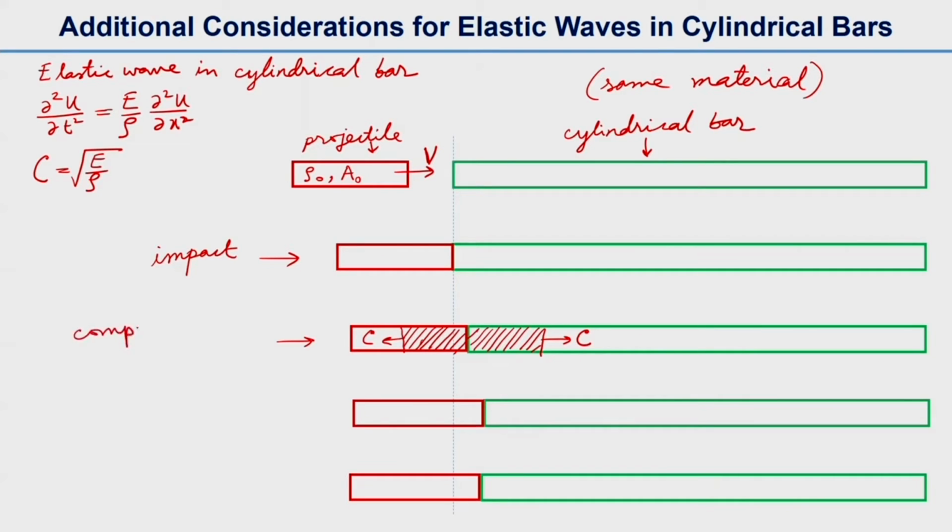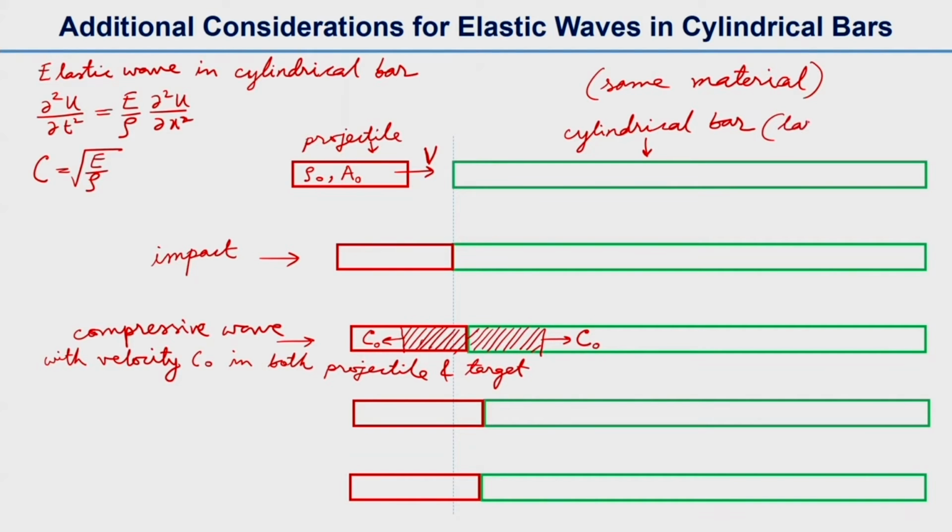So both compressive waves propagate with velocity c naught, c naught is the wave velocity. So compressive waves with velocity c naught in both the projectile and the target, and the target is this cylindrical bar.